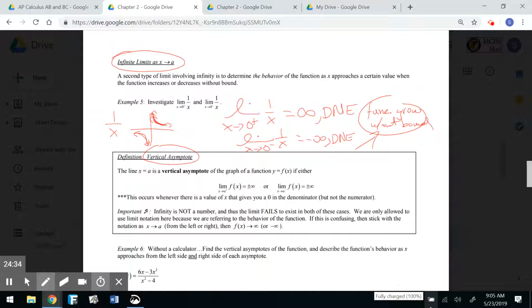Okay, let's get to a formal definition. The line x equals a is a vertical asymptote of the graph of a function y equals f of x if either of these 2 situations occur. Infinity is not a number. You need to remember that, and that's why the limit fails. We just talked about that.